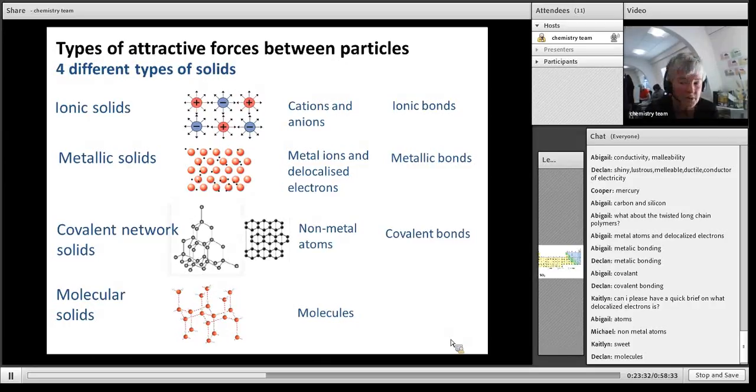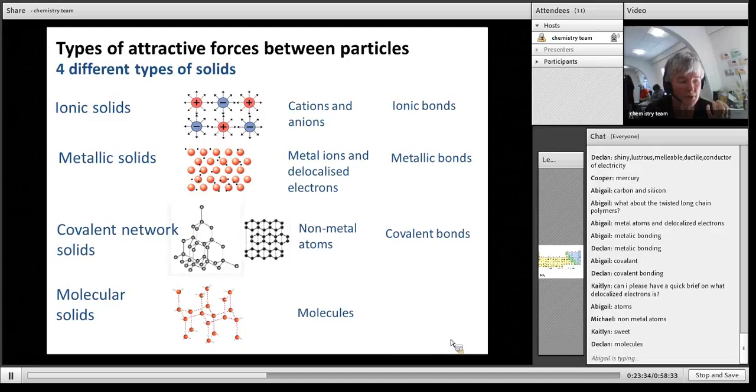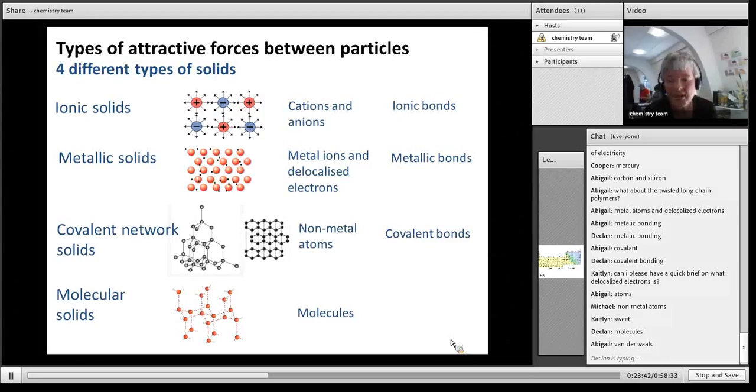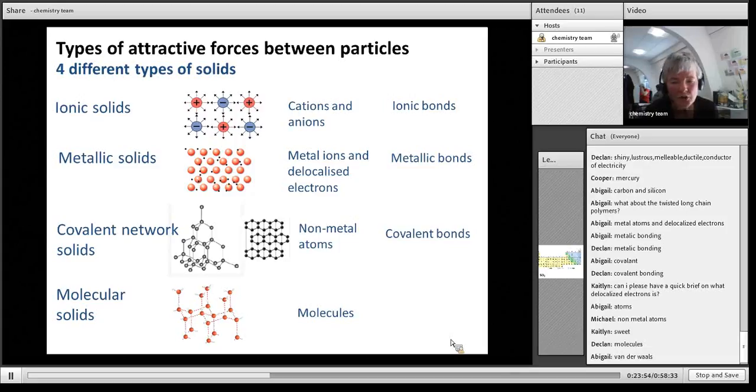So in molecules, I know we have covalent bonding, but we're looking at the attractive forces between the particles, and the particles are molecules. So what attractive forces? The van der Waals. So you can say van der Waals forces of attraction or intermolecular forces of attraction. All of those would be correct. I would avoid the word bond.